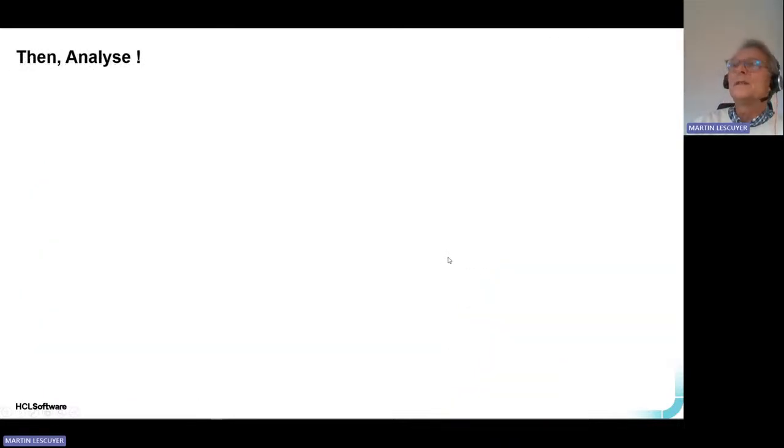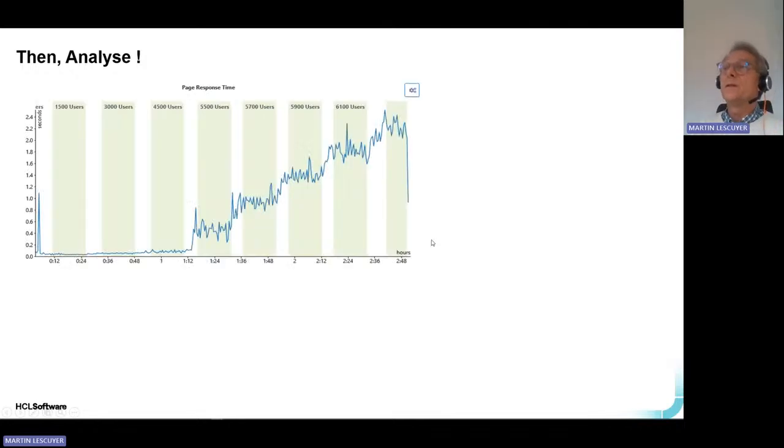And then when you run this test, you have to analyze the result. For example, here is a metric about the page response time. You can see that my test is a 3-hour-long test. You can see at the beginning it's going well. The response times are quite low, but then at 1 hour it's going up and up and up. So I'm not happy with that.